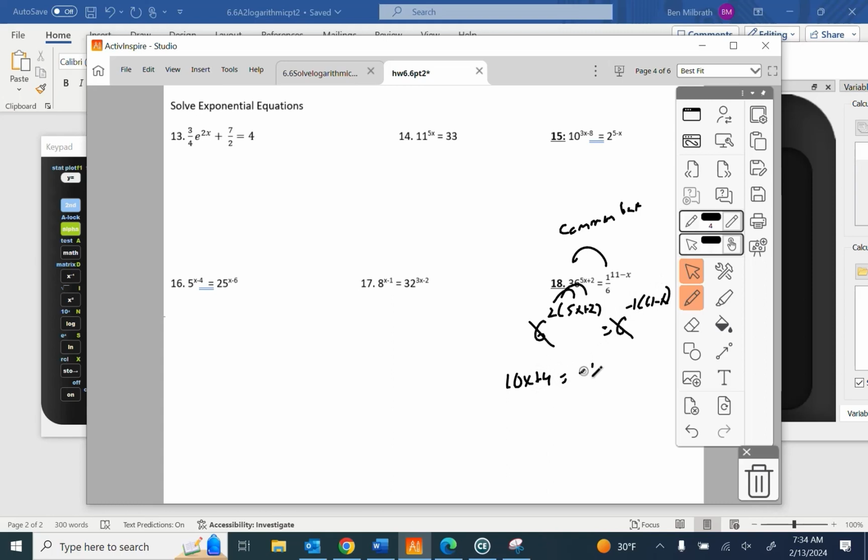Negative 1 times 1 is negative 1. Negative 1 times negative x is plus x. X is on one side, numbers on the other. 10x minus x is 9x. Negative 1 minus 4 is negative 5, and x is negative 5/9.